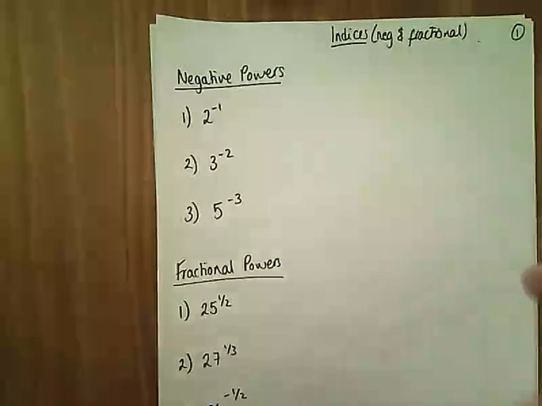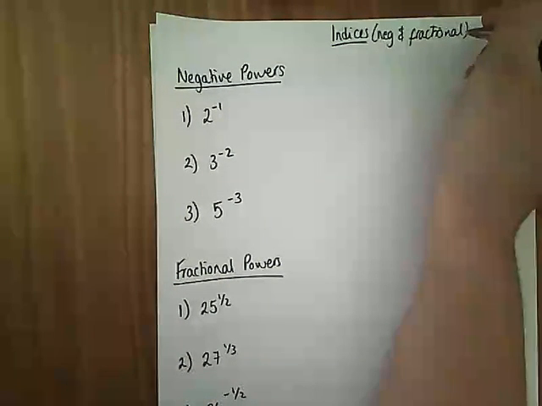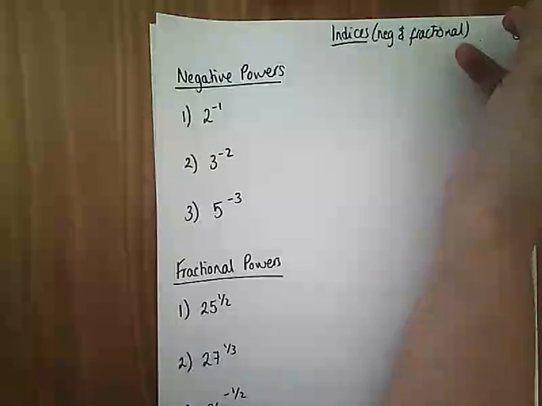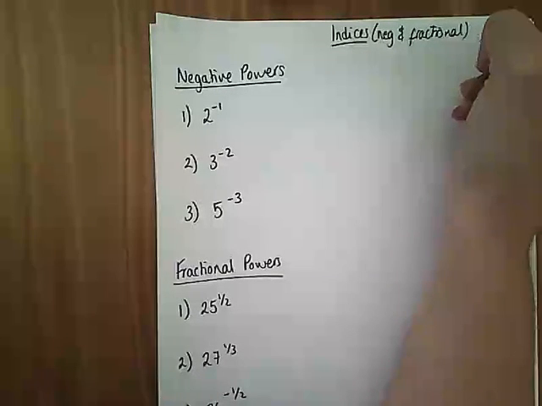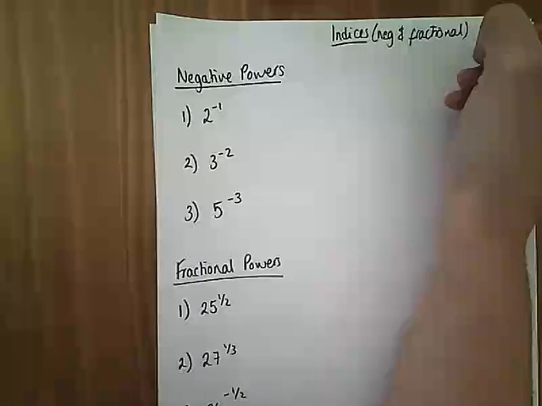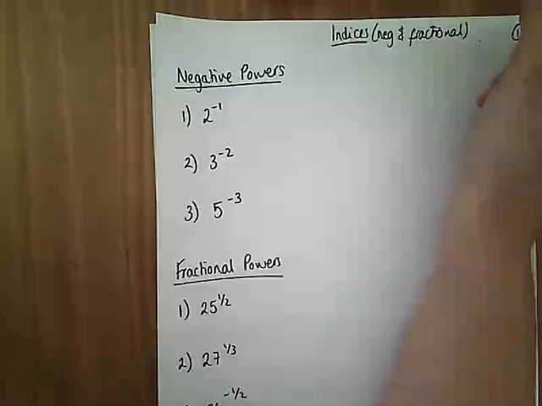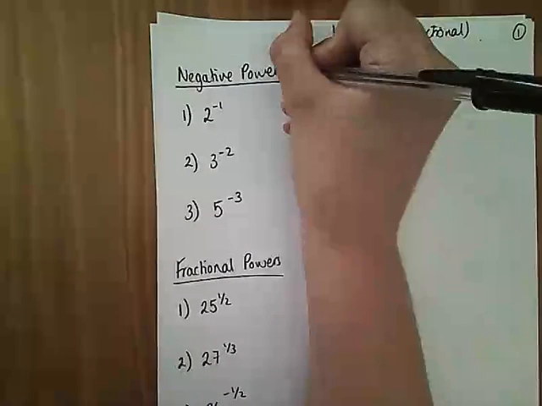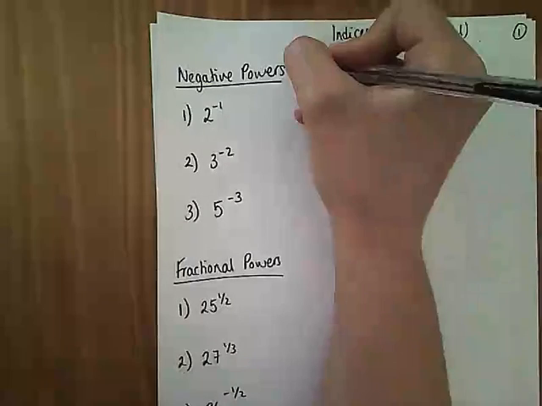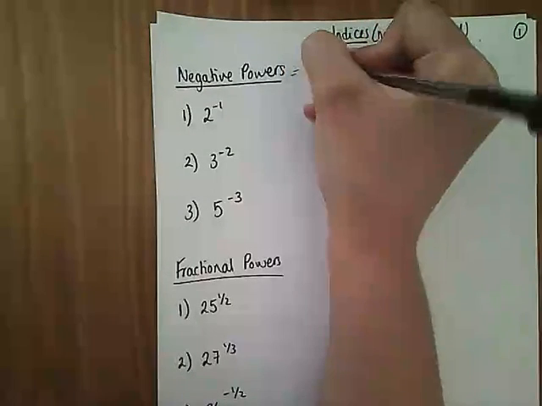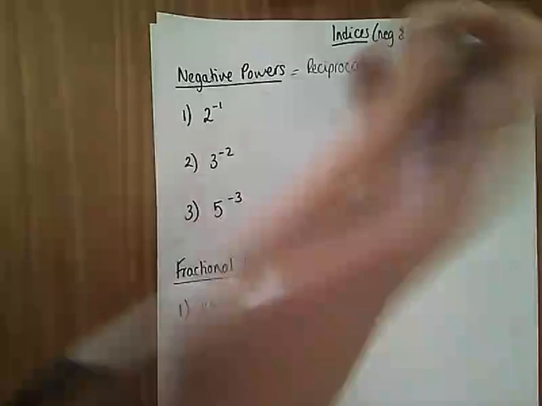Okay, so today we're moving on to fractional and negative indices. This should be a little bit of a recap, but hopefully you can remember the rules, and this will make it easier for you. So we're going to start off with negative powers. Now, when there is a negative as a power, it takes the reciprocal.